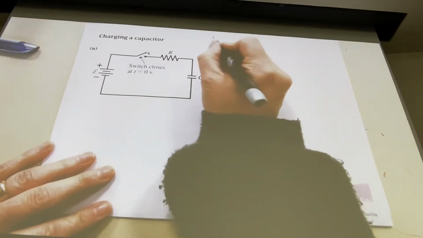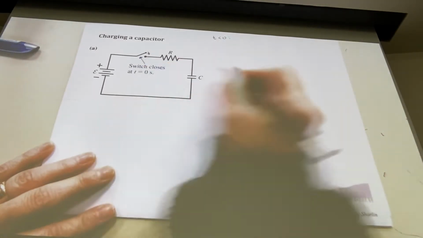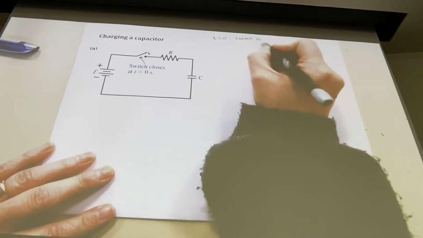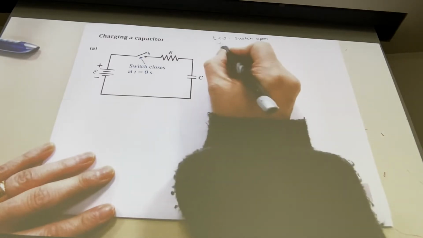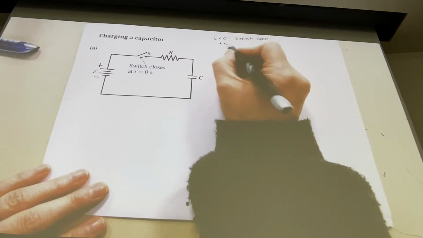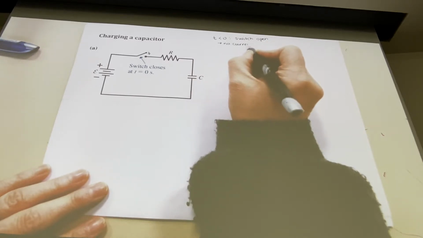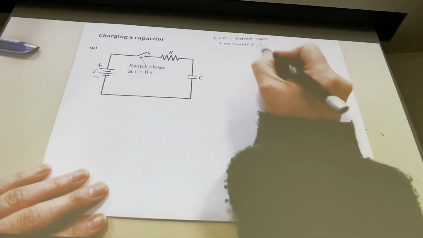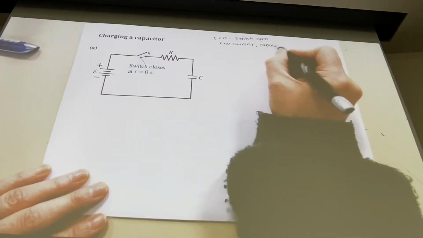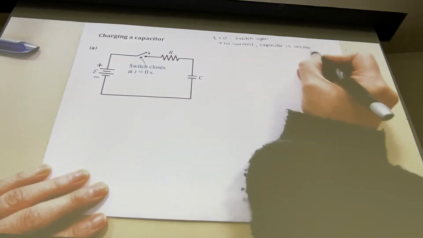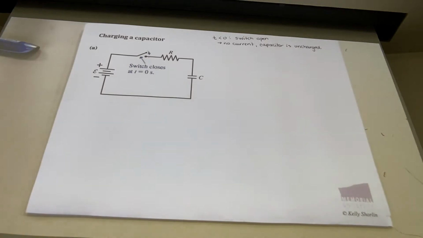So initially, time less than 0, we have our switch open. If the switch is open, nothing interesting is happening. At the very beginning, there's no current, because current can't flow through that open gap there. And the capacitor is uncharged. So we took it out of the box and it is not charged up yet. So that's where we begin.